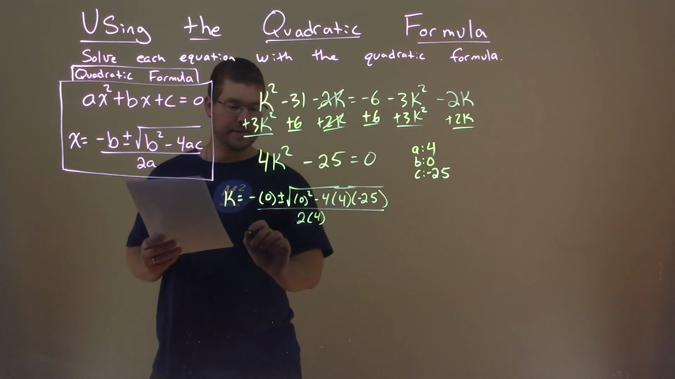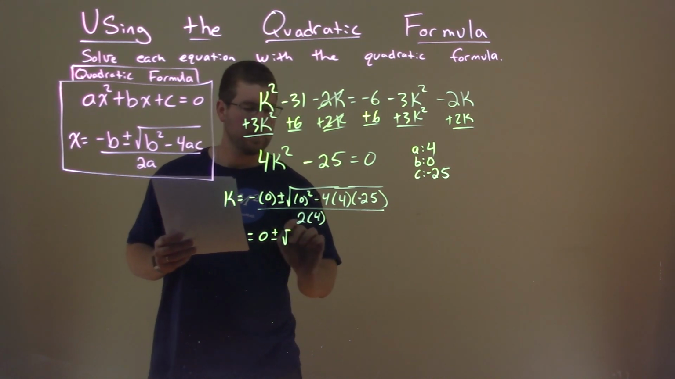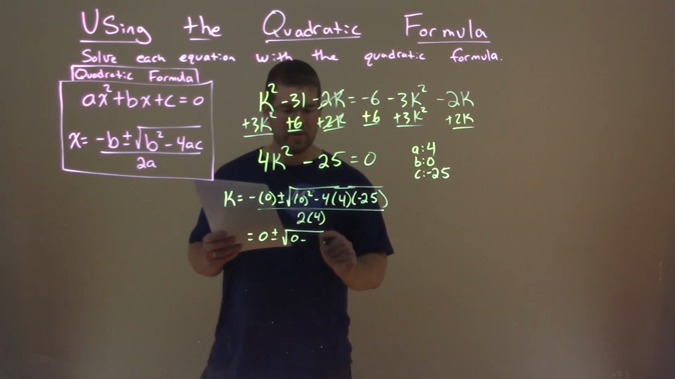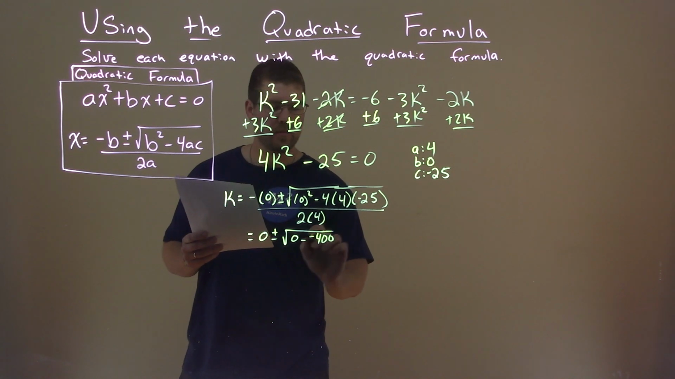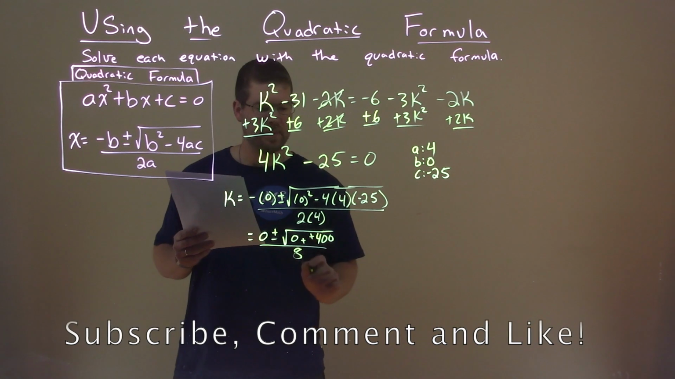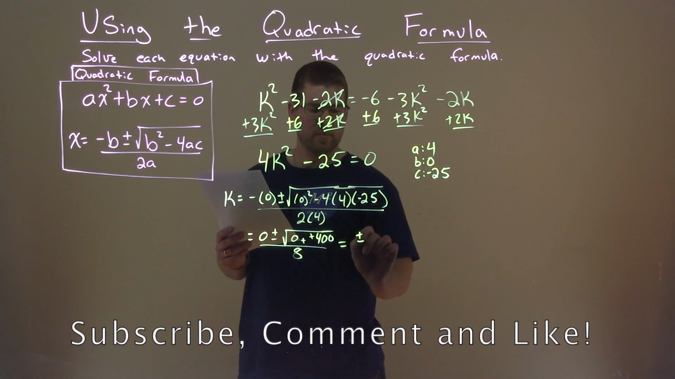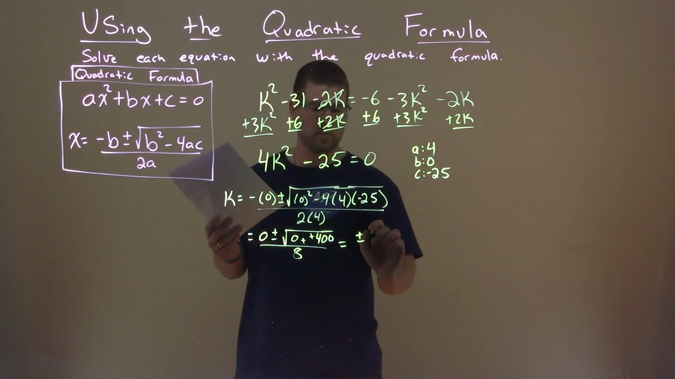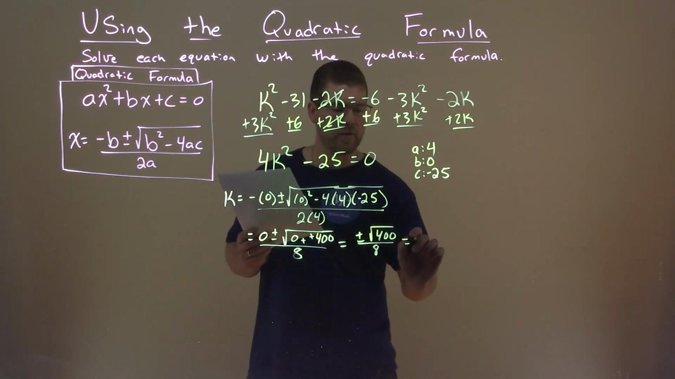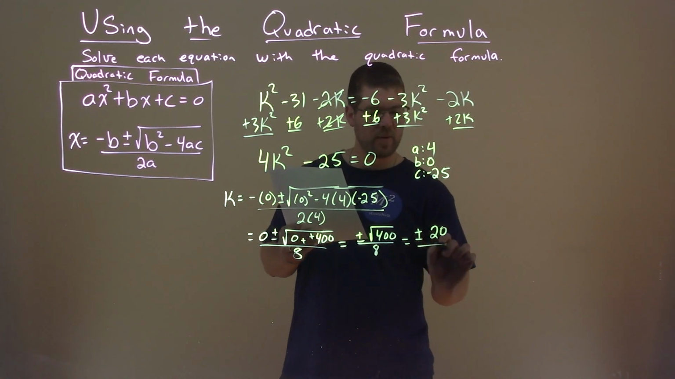So let's simplify here. Negative 0 is just 0. I'll keep it as a placeholder for right now. Plus or minus the square root of 0 squared, which is 0, minus 4 times negative 25, which is negative 400. But we have minus a negative, so it's adding a positive. All over 2 times 4, which is 8. So what does that equal? Well, this 0 we don't really need anymore, so I'm going to write the plus or minus here. 0 plus 400 is 400. The square root of 400 over 8. And what's the square root of 400? So we have plus or minus the square root of 400, which is 20, divided by 8.